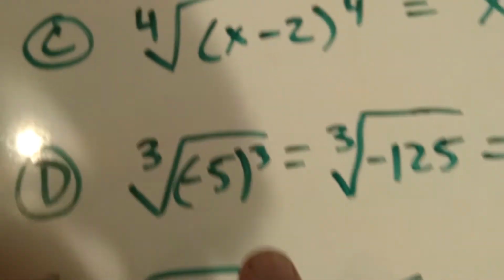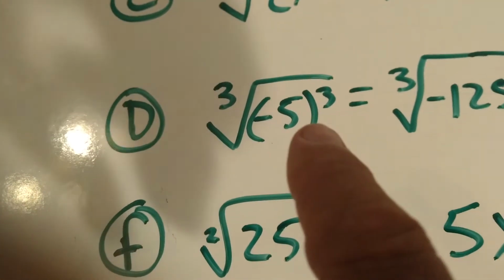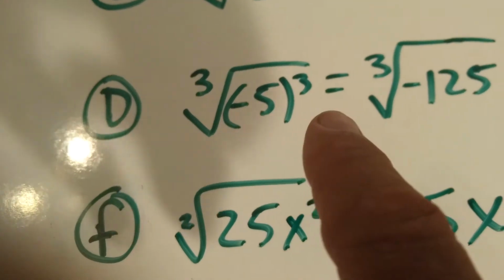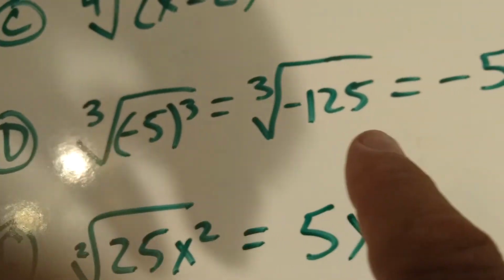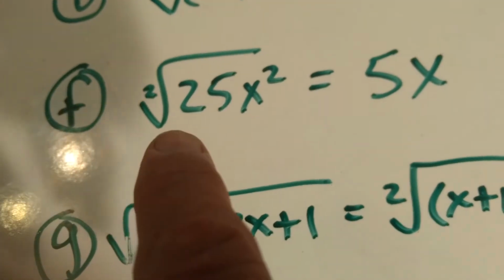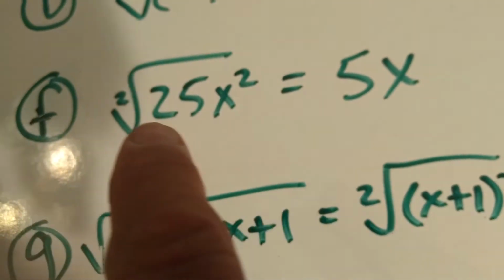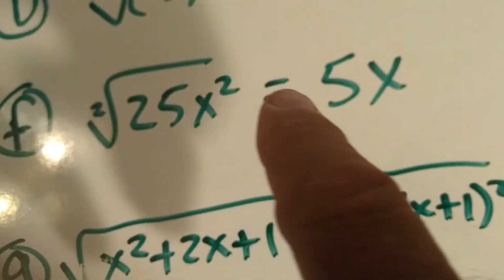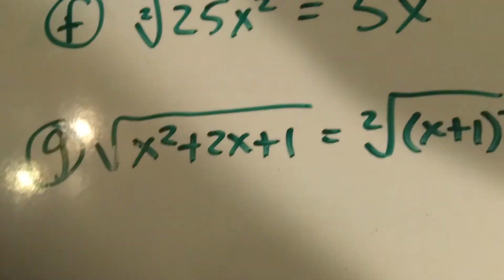Coming here, this is the same type of problem as letter A. I'm going to go ahead and raise this negative 5 to the 3rd power. I get cube root of negative 125, which gives me negative 5. Coming down here, square root of 25 is 5. Little 2 divides into the 2 on the inside, gives me x to the 1st.